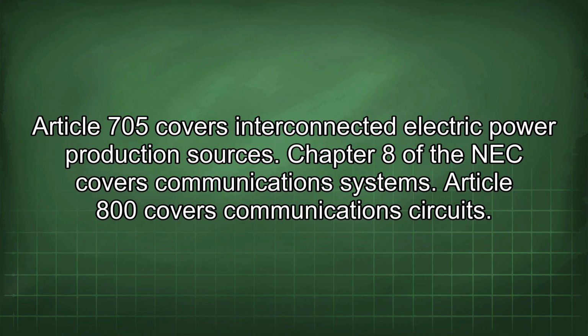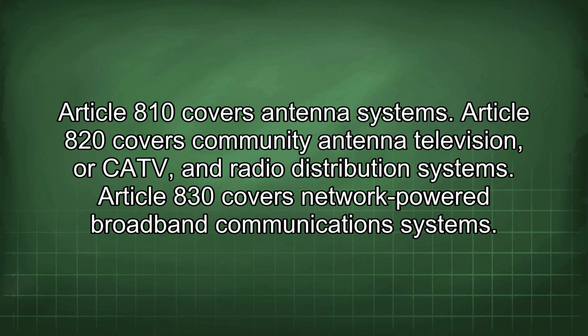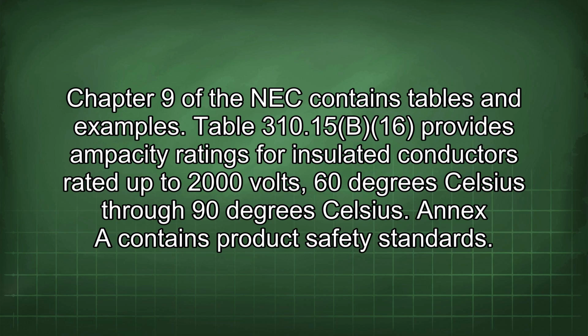Article 800 covers communications circuits. Article 810 covers antenna systems. Article 820 covers community antenna television, or CATV, and radio distribution systems. Article 830 covers network-powered broadband communications systems. Chapter 9 of the NEC contains tables and examples.